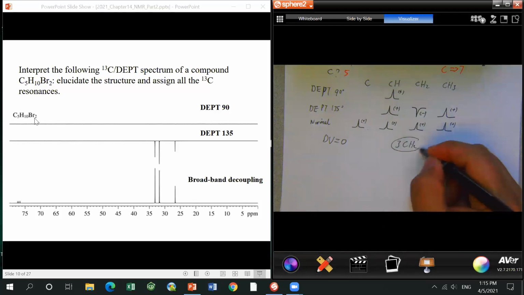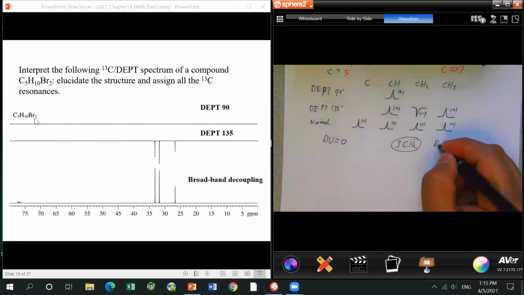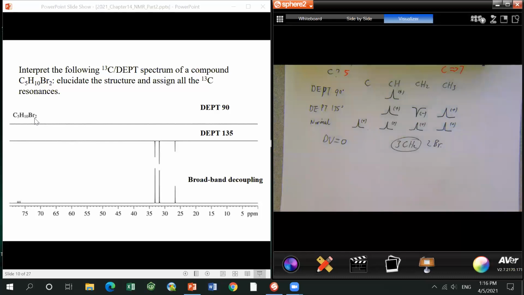3 CH2, but totally 2 Br. Totally there are 5 carbons, but here we only see 3 kinds of CH2. So does anyone have an idea what structure can give this carbon count? Only CH2.